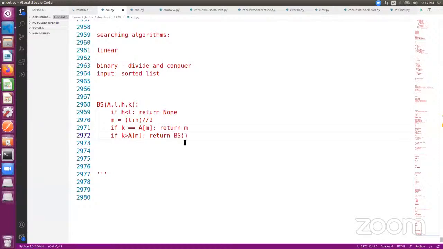Return binary search of a comma. Now what should we pass if k, the element to be searched, is present in the right hand side? In place of L and H, what should be passed? Is it M and H or M plus 1 and H? The mid element is not going to be considered in the next recursive call. So it is M plus 1, the mid index plus 1, which is going to act as the lower index for the next recursive call, comma H.